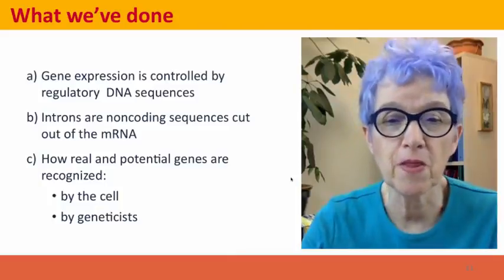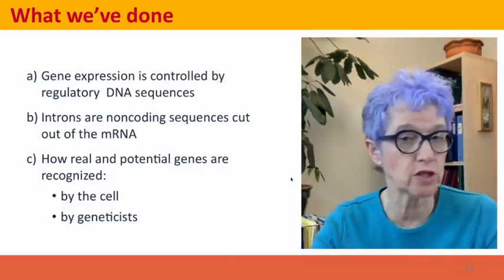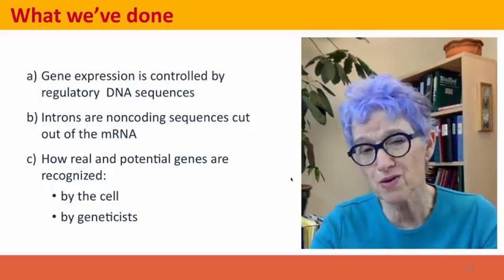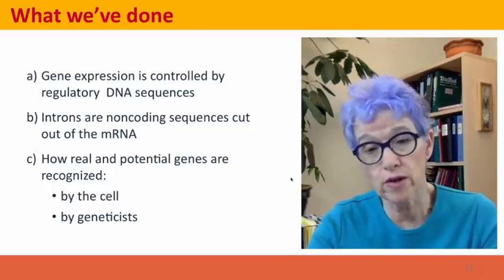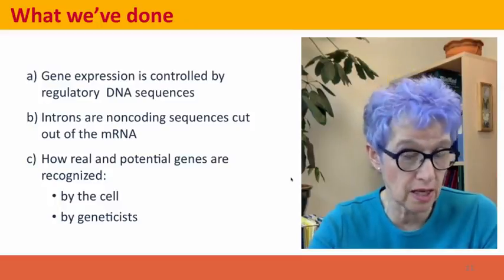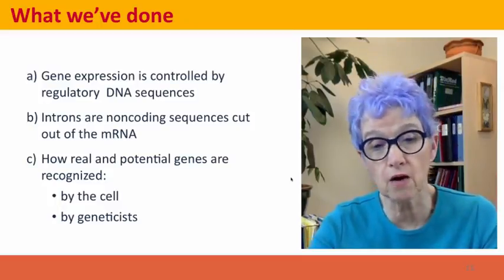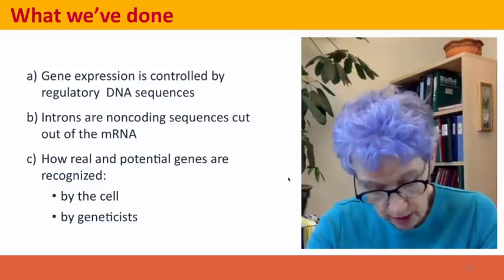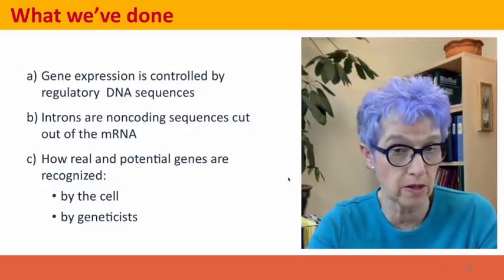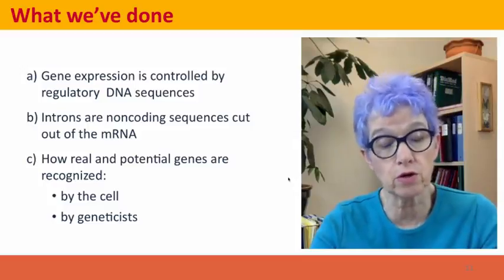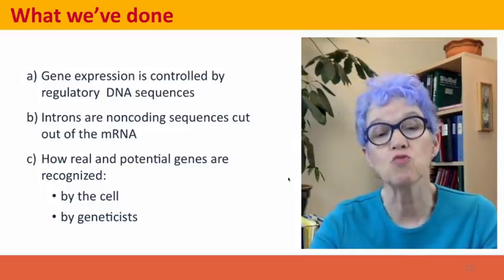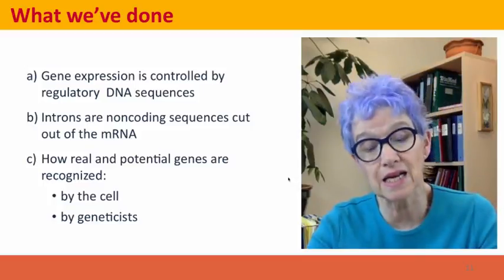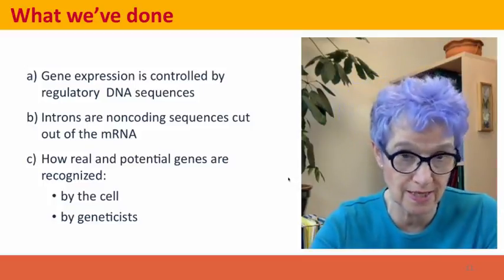So, what have we done? We've talked about how gene expression is controlled by regulatory sequences. In particular, we talked about introns and how regulatory sequences at the junctions allow them to be spliced out of messenger RNA and discarded. We talked about how real and potential genes are recognized by the cell, and in particular we talked about how geneticists recognize genes, both in organisms through crosses and in DNA sequences through sequence analysis.